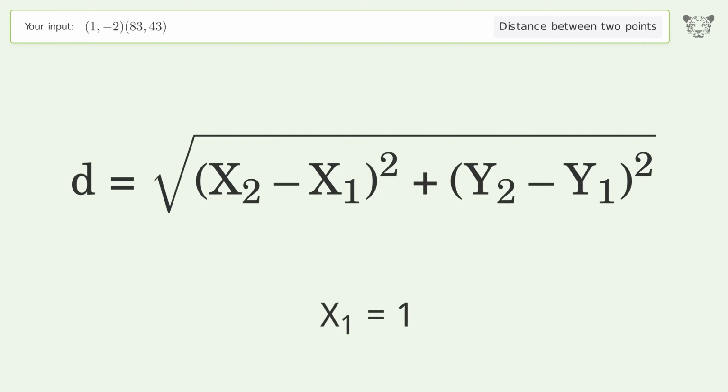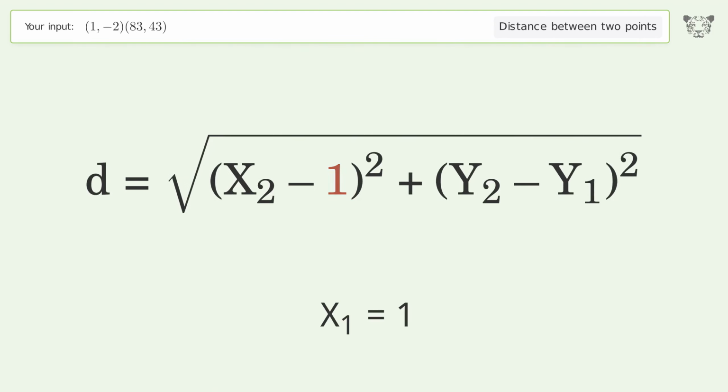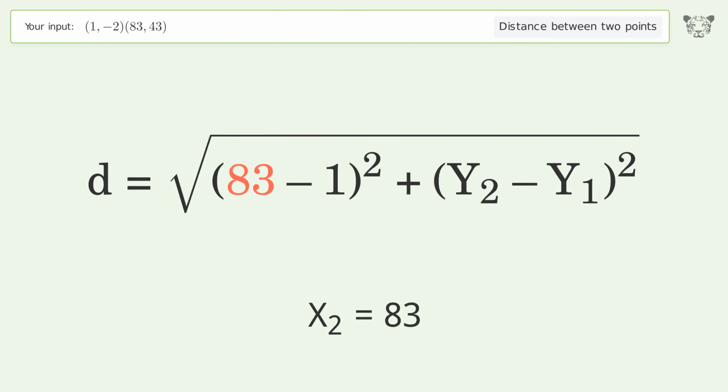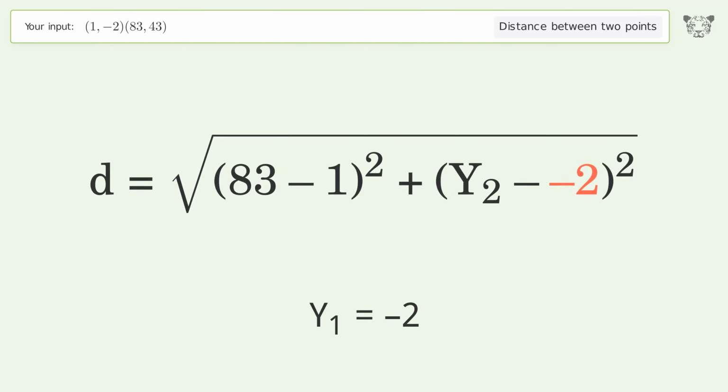x1 equals 1. x2 equals 83. y1 equals -2. y2 equals 43.